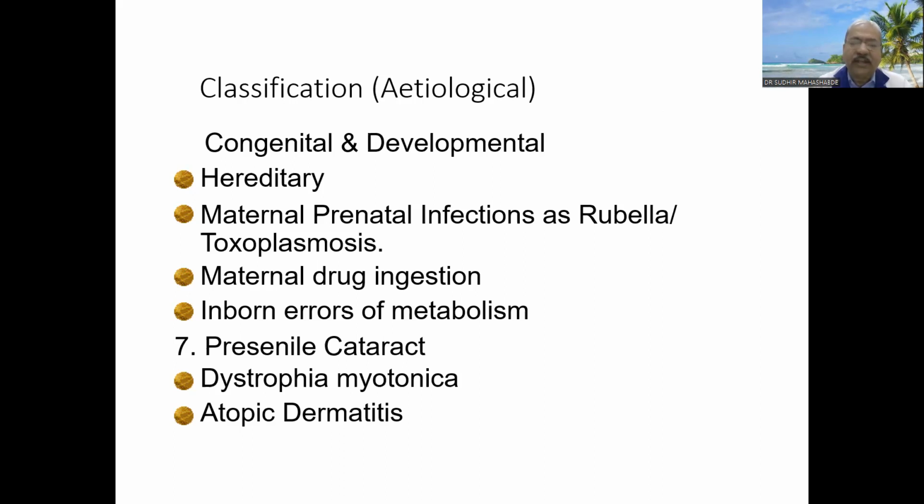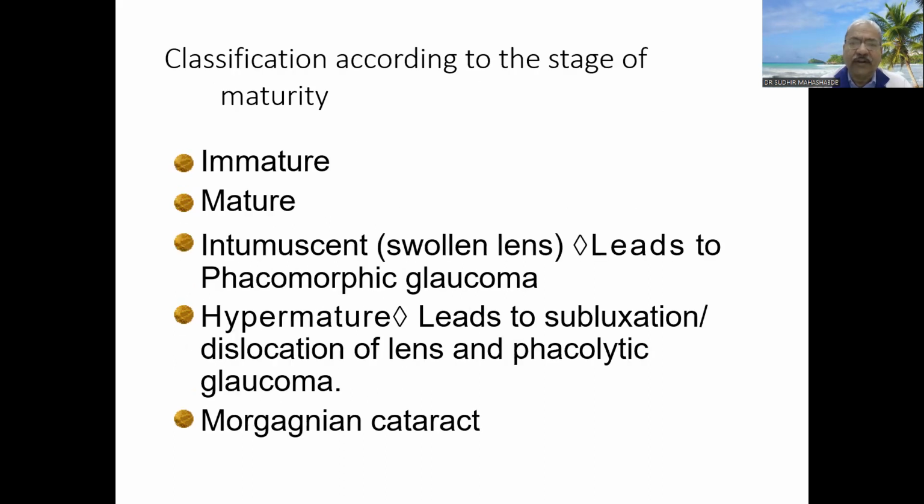Sometimes a presenile cataract, an early cataract, may develop in dystrophia myotonica and atopic dermatitis also. Use of steroids in these conditions may also add to the early formation of cataract. Now the cataract as such, as per its maturity, can again be classified into different stages.